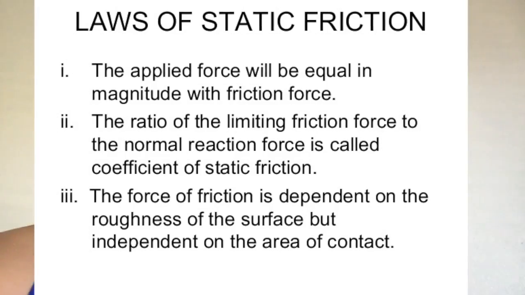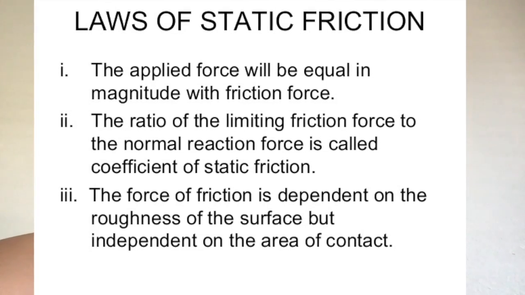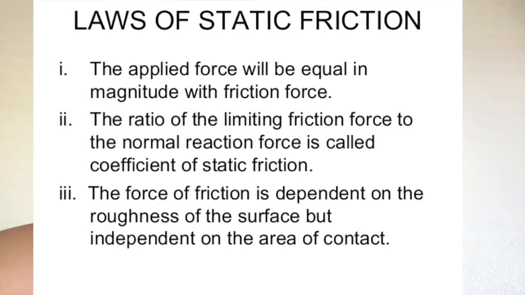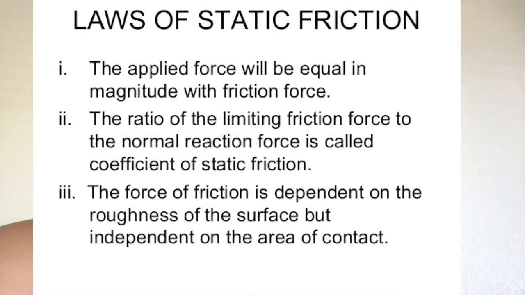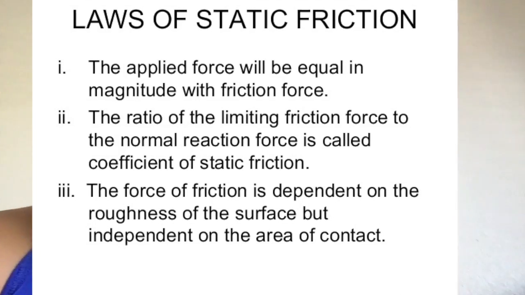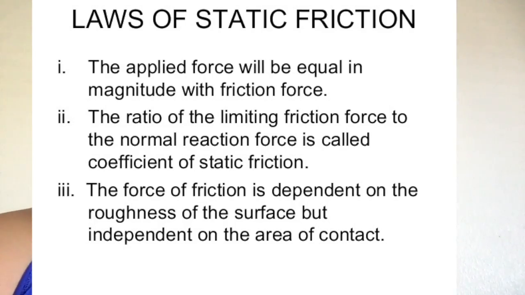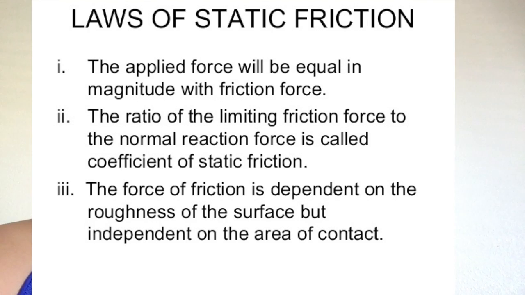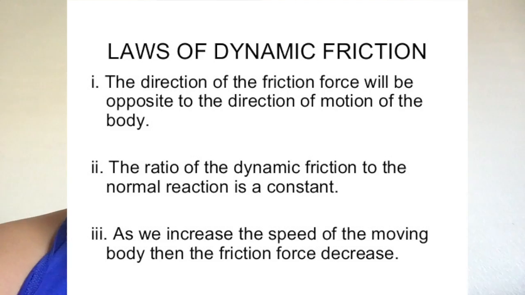Then the coefficient of static friction is slightly greater than the coefficient of kinetic friction. So an object that's not moving will have greater friction than one that is moving. Fourth is within rather large limits, kinetic friction is independent of velocity. And the last one, friction depends upon the nature of the surface in contact.